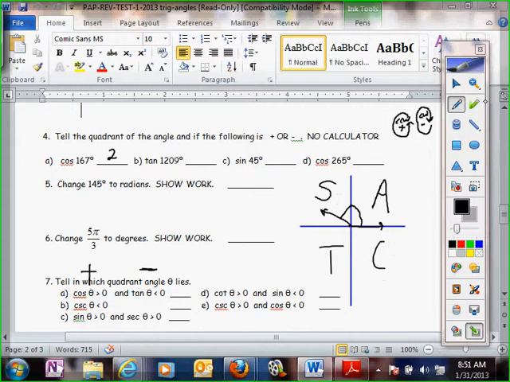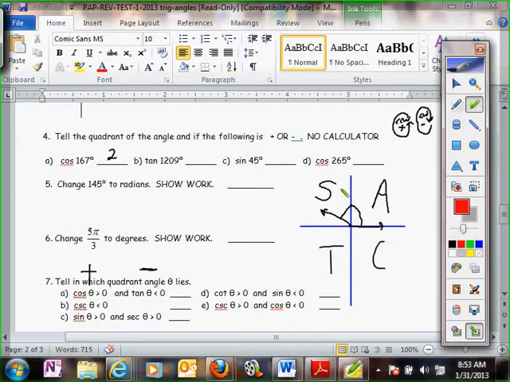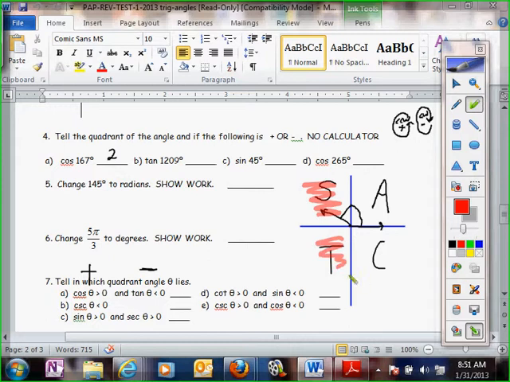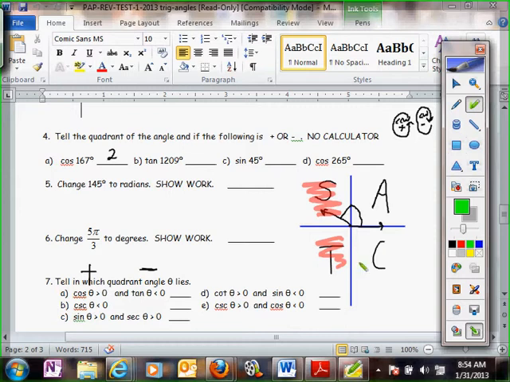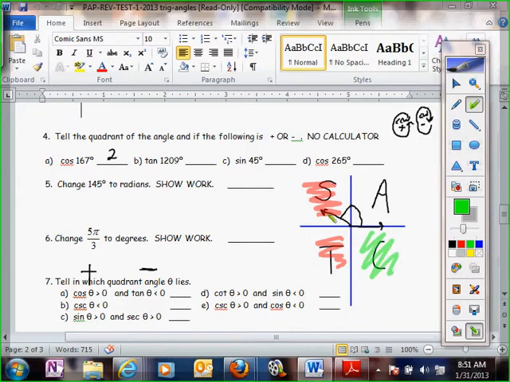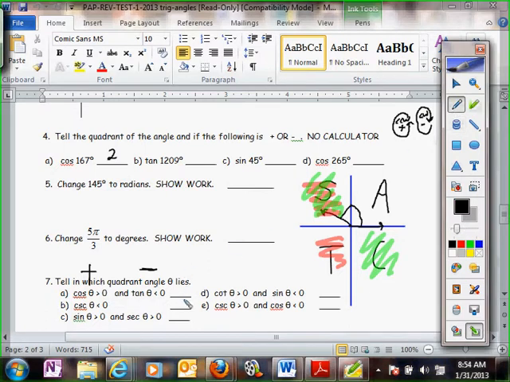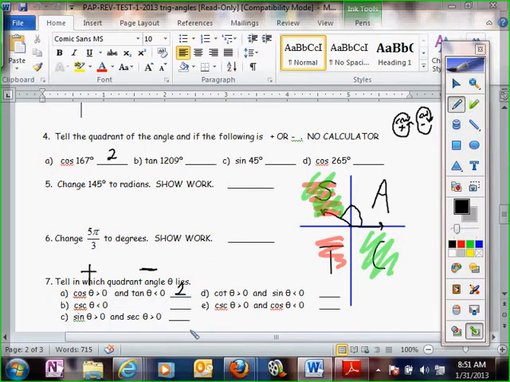Where is cosine negative? Cosine is going to be negative everywhere it's not positive, and it's positive in the first quadrant and the fourth quadrant. So cosine's negative here and here. Where's tangent negative? Tangent is going to be negative here and here. So which two, this quadrant 2 fulfills both requirements. So the answer, tell which quadrant angle theta lies in, quadrant 2. You do that for all of those, using all students take calculus.